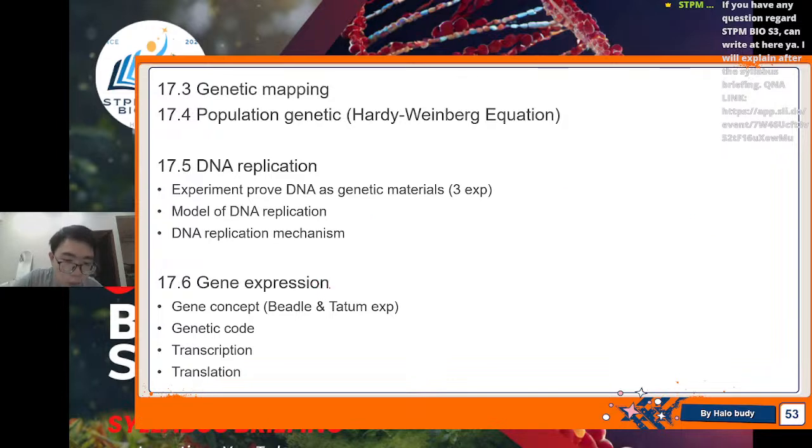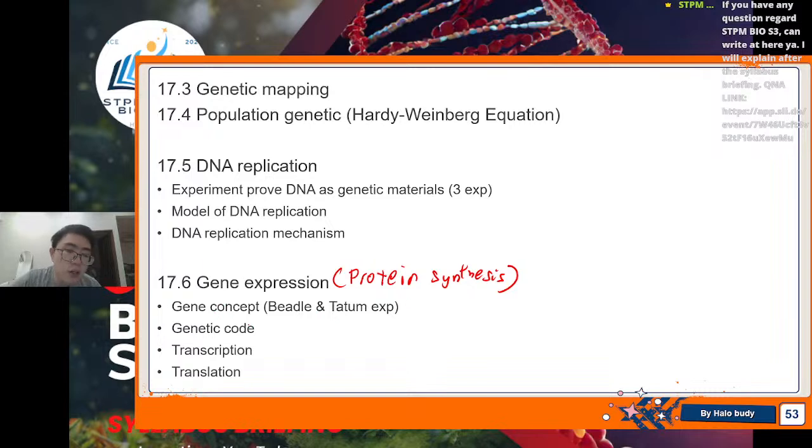Okay. This one another name is we call protein synthesis. How protein can be produced in our body? Macam mana protein boleh dihasilkan dekat badan kita? So because of gene expression. Okay, so firstly we have to another experiment again, 5th experiment. Another experiment we call Beadle and Tatum experiment. These are the 2 scientists.